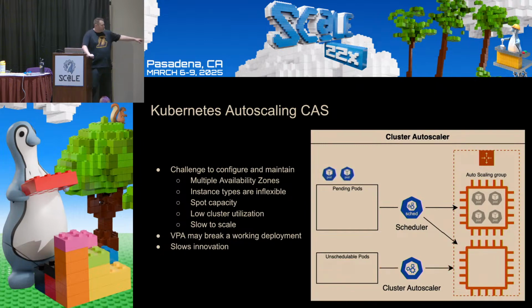That part about VPA may break a working deployment, that was kind of what I talked about earlier, is that it's going to update your resources, but there actually may not be a node that you have that even can support that. And last, it's very slow for innovation.